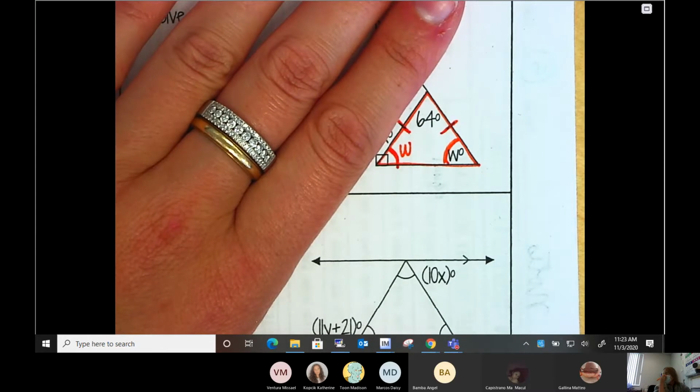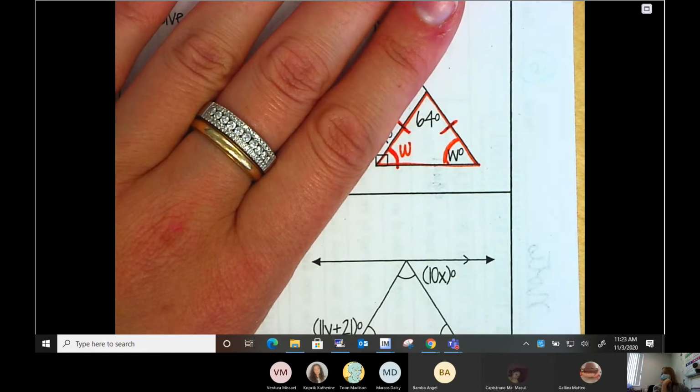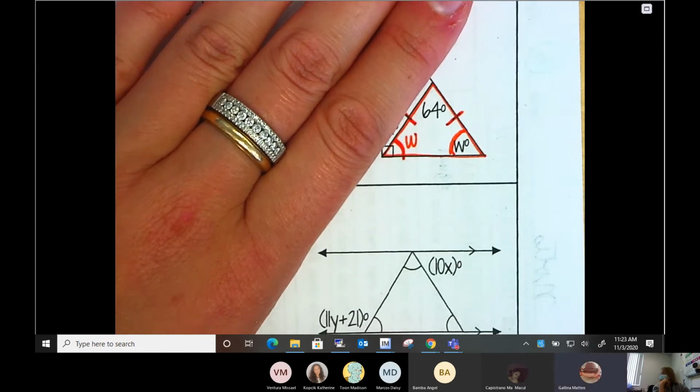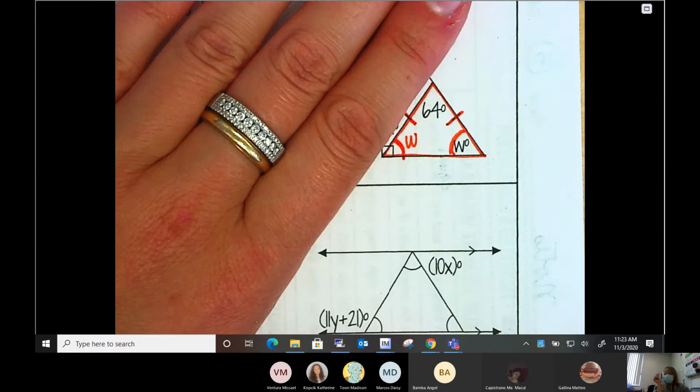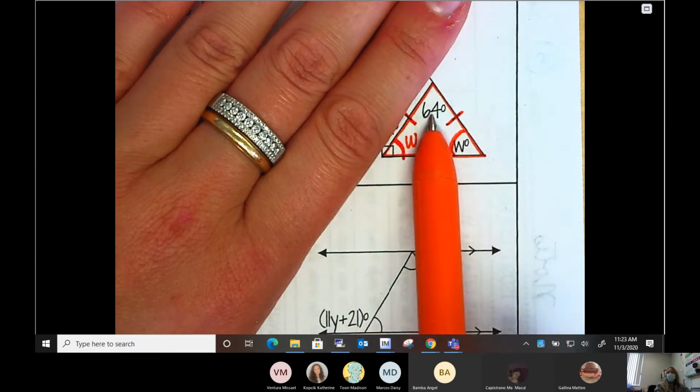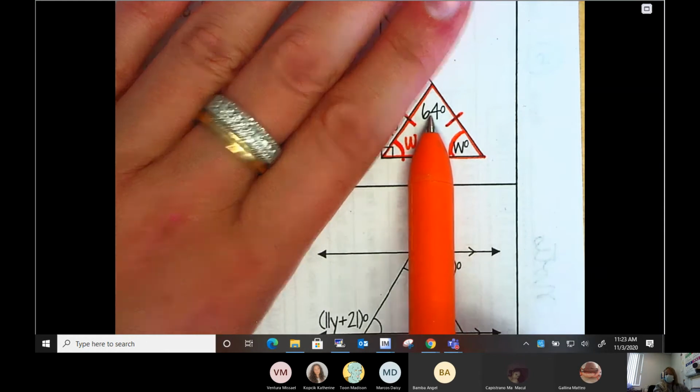How can I solve for the variable? What would I have to do? W plus W plus 64 equals 180. Yeah, good. So a couple of you are starting to say that too. I'm going to add all 3 of them together and set it equal to 180. So I'm going to add W plus W plus 64, set it equal to 180.